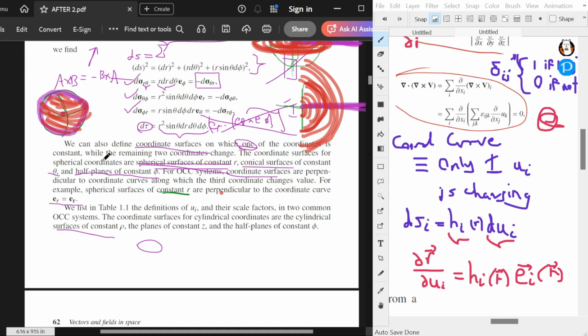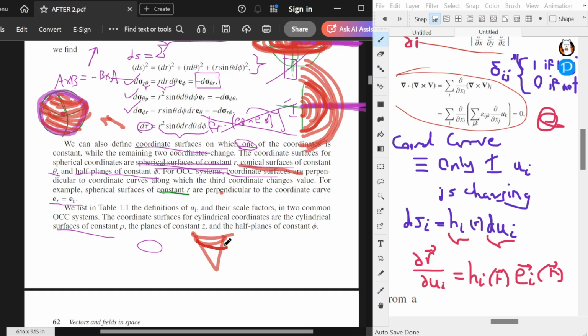The coordinate surfaces for spherical coordinates are spherical surfaces of constant r. Yeah, we got that. Conical surfaces of constant theta. Conical surfaces. What is a conical surface?